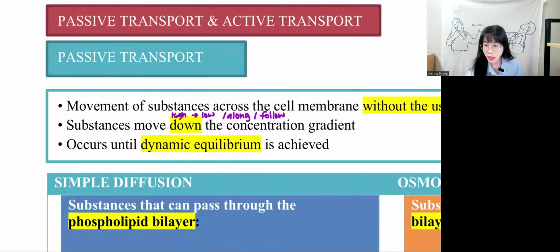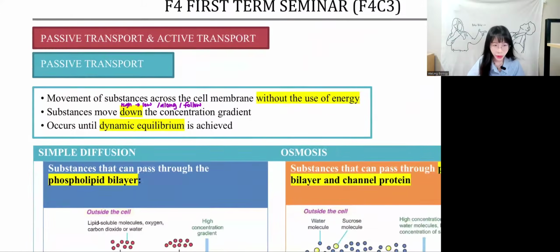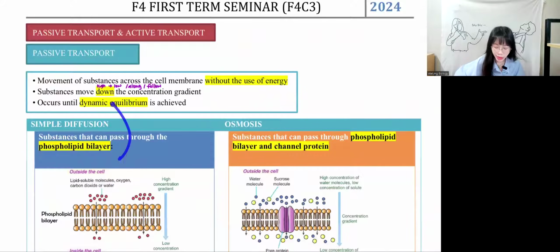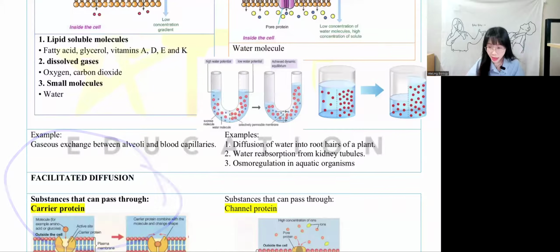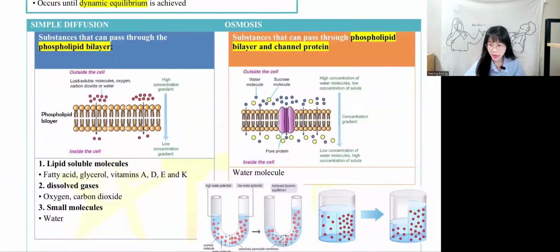So when you write water concentration, do they deduct marks? Some teachers will deduct your marks because you're not writing a specific keyword. So to write a specific word for water, you're going to write water potential. Now in passive transport, we have three processes: simple diffusion, osmosis, and facilitated diffusion. Everything here is under passive transport. Everything here moves from high to low concentration gradient.